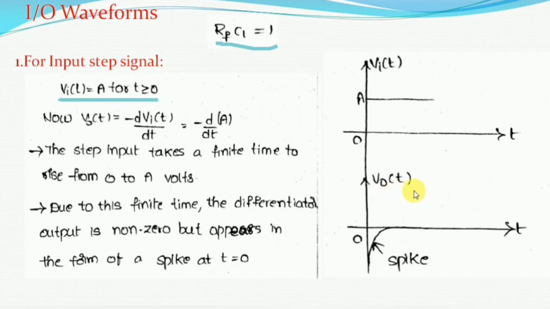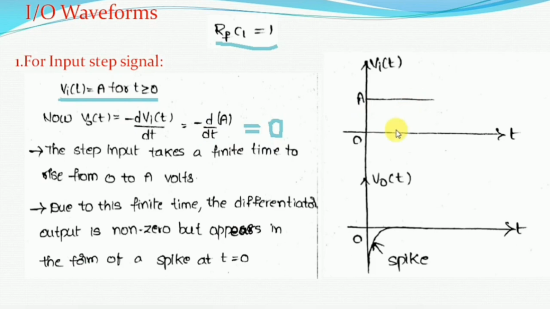From the mathematical expression, we write V naught of t as minus d by dt of Vi of t. Here the Vi of t value will be A. So we know that differentiation of a constant is always equal to 0, nothing but differentiation of a step signal is an impulse signal.